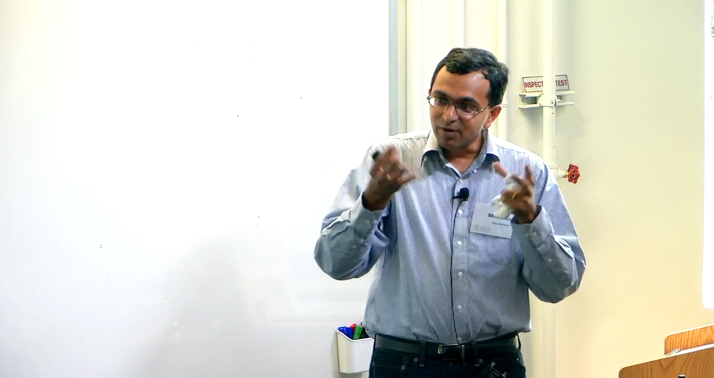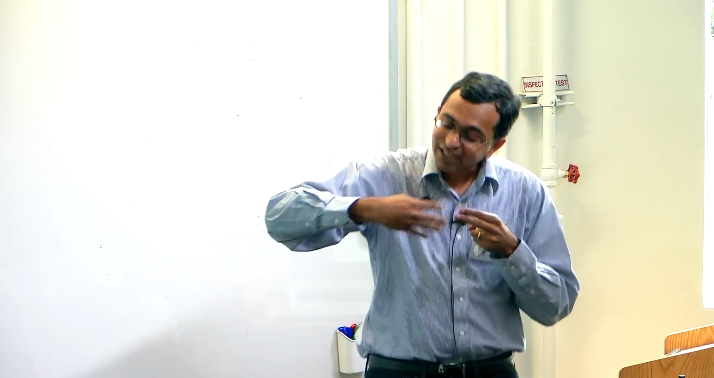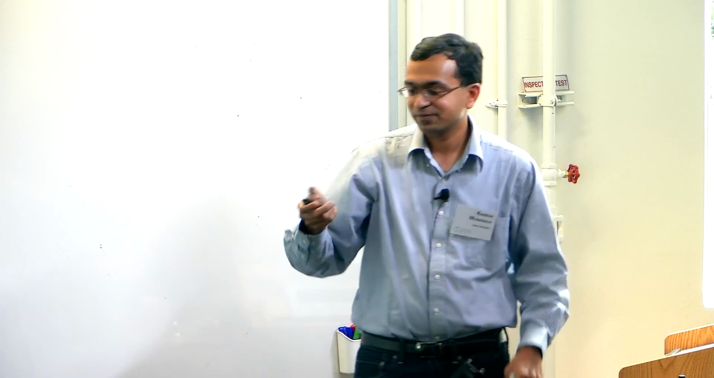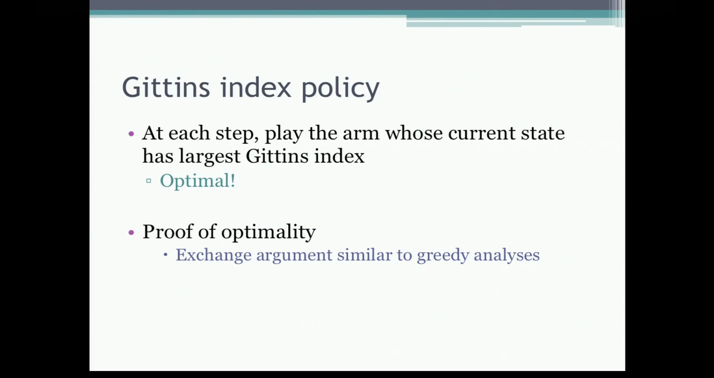So the Gittins index is something that you define for every arm and every state of that arm. What is the maximum per step reward I can get if I play in this state as long as I'm seeing states which are at least as good? And you can compute the Gittins index by dynamic programming. And the final policy is simply, if you're given a bunch of states, just play that state which has the highest Gittins index. And it turns out that's optimal.